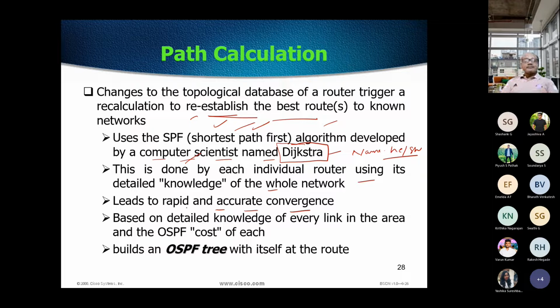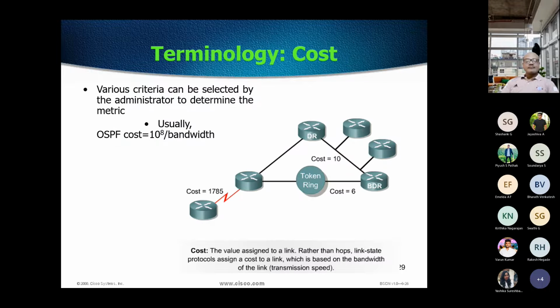Based on the detailed knowledge, the OSPF cost of every link in the area will be considered. So cost also plays a major role, and as you know, the lowest cost is the best. The cost will be calculated based on these values. OSPF cost is 10 to the power of 8 divided by bandwidth.